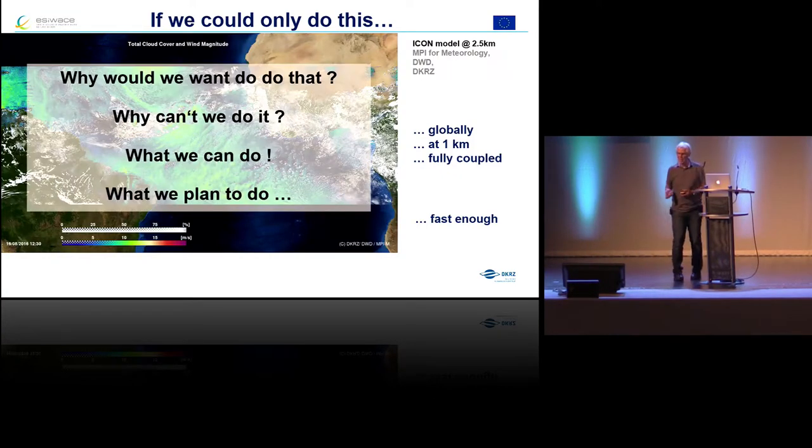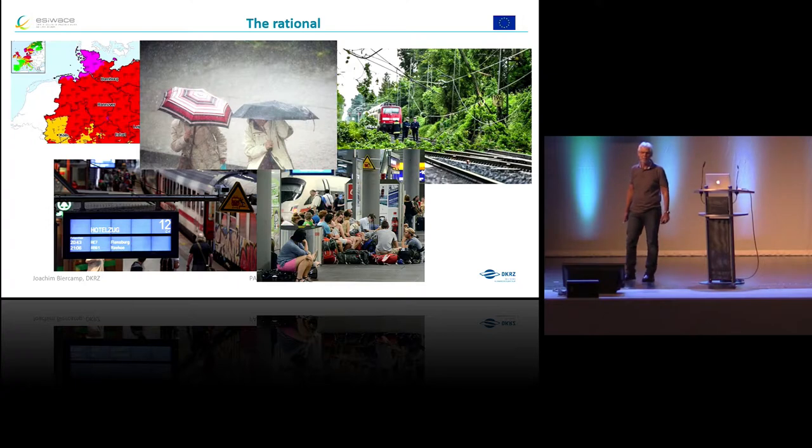And in this presentation, I would allude to why we would want to do that, why we can't do that today, what we can do today, and a bit on future perspectives, what we plan today. So typically each talk about climate science, especially if you want to justify strong financial requests to your funding agency, starts with one of these images showing some kind of severe weather.